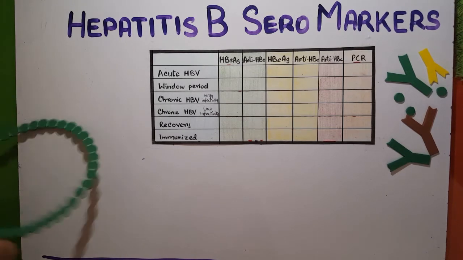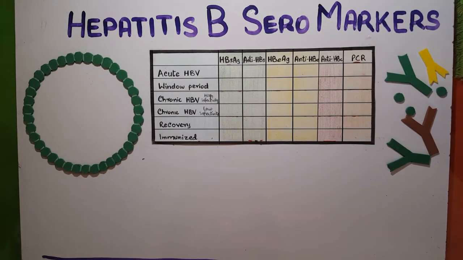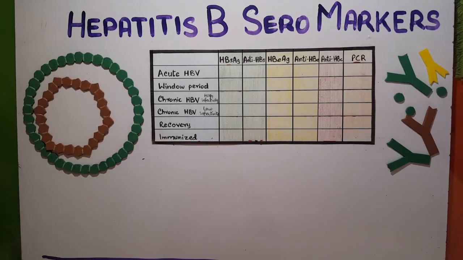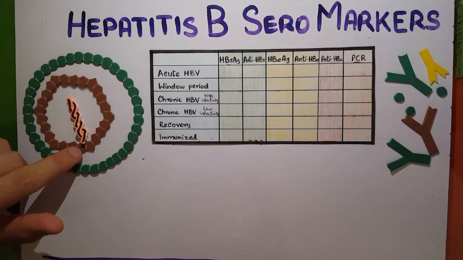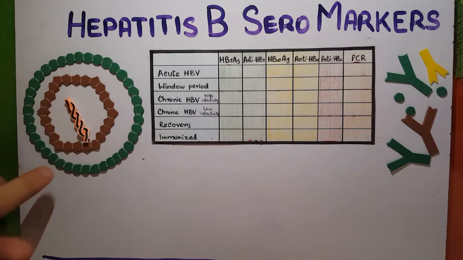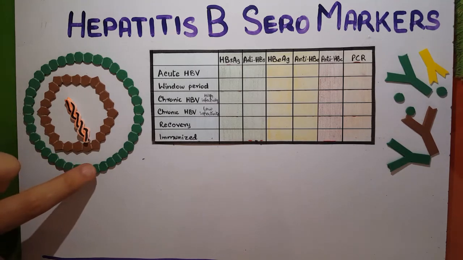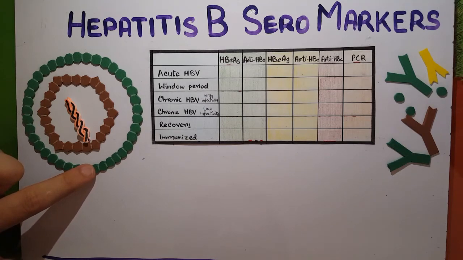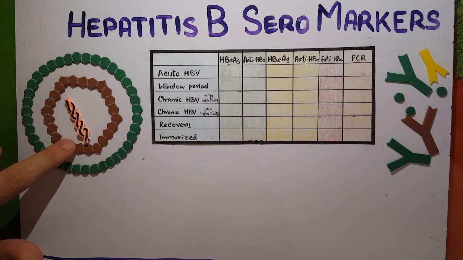Hepatitis B is a DNA virus having an outer protein capsule and an inner protein core, and having a DNA inside the core. The outer protein capsule and inner protein core are made up of small protein molecules which act as antigens. So the outer protein capsule has antigens which are called Hepatitis B surface antigens, and the inner protein core has antigens which are called Hepatitis B core antigens.